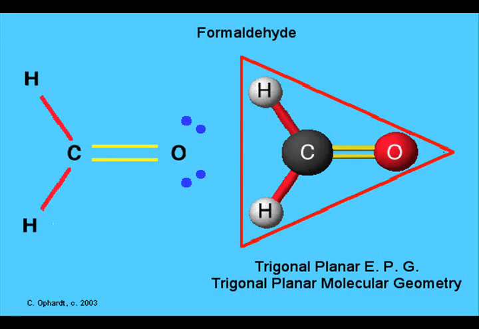So trigonal planar is the next one we're going to be talking about. So here you're going to have 3 atoms surrounding the central atom. So basically it looks like a triangle in a flat form.